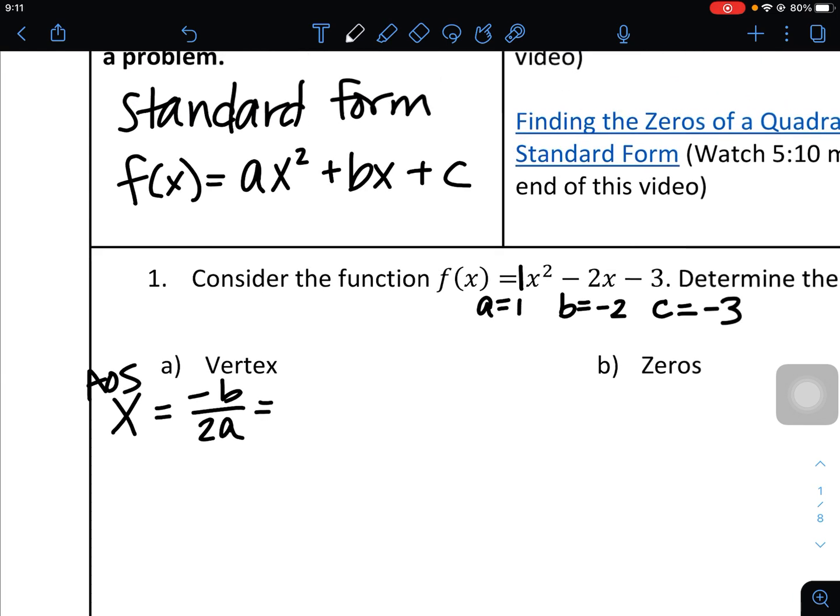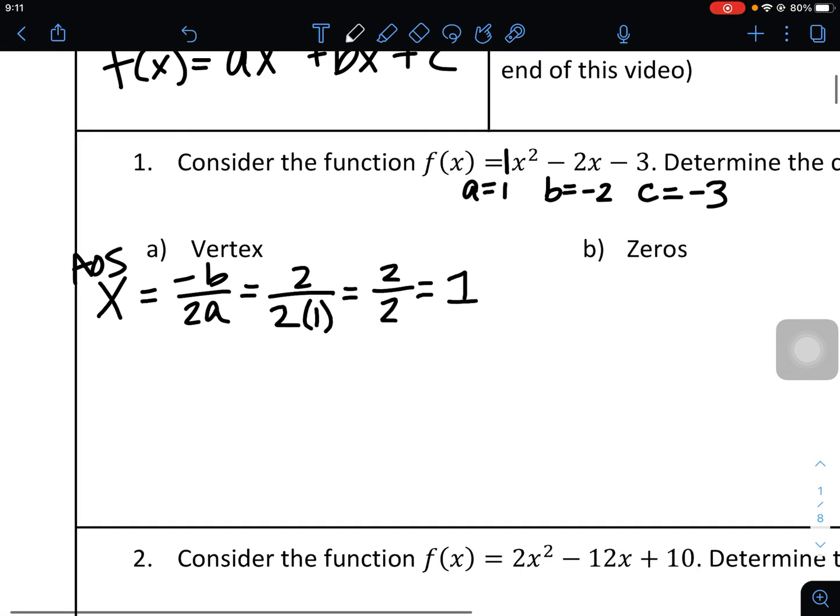So in this case, since b is -2, the opposite of -2 is +2. The 2 in the denominator is part of the formula. Make sure that it follows over and is always there. And a in this case is equal to 1. So my axis of symmetry is 2 over 2 times 1, which is 2 divided by 2, which is +1. So the x value of the vertex is 1.